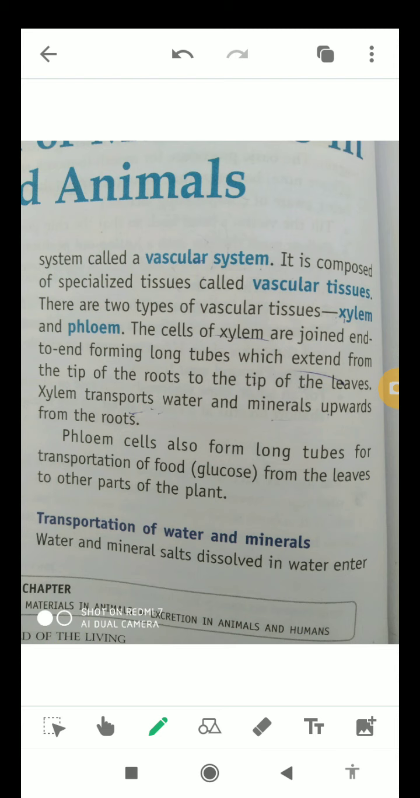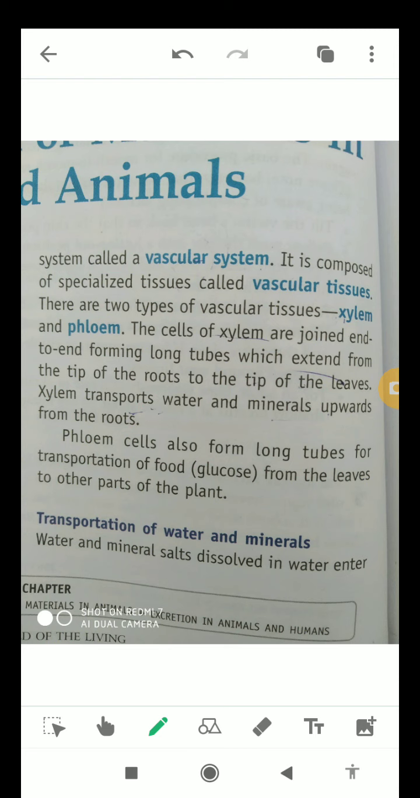Okay, students. Phloem cells also form long tubes for transportation of food in the form of glucose prepared by the plants during the process of photosynthesis, from the leaves to other parts of the plant like stem, roots, flowers, branches, etc. Now we'll talk in detail about transportation of water and minerals.